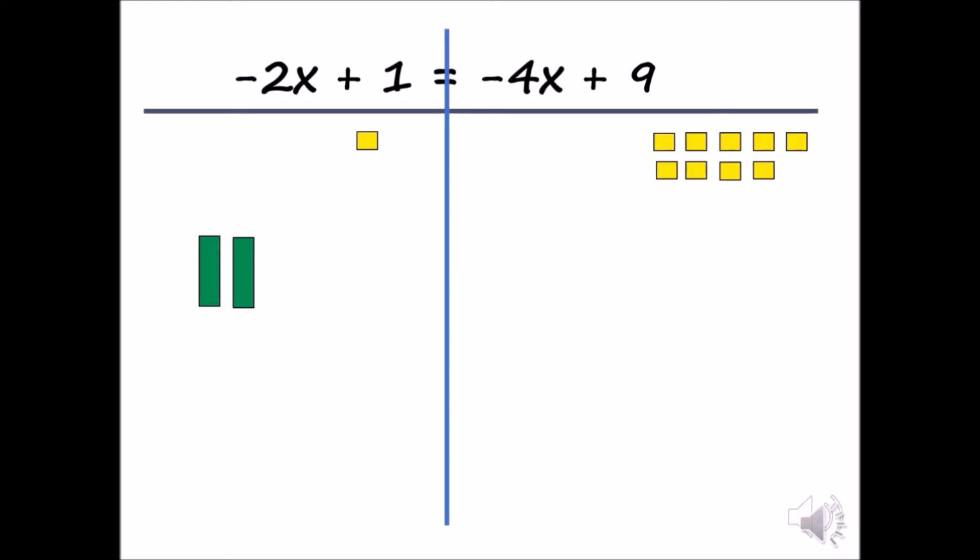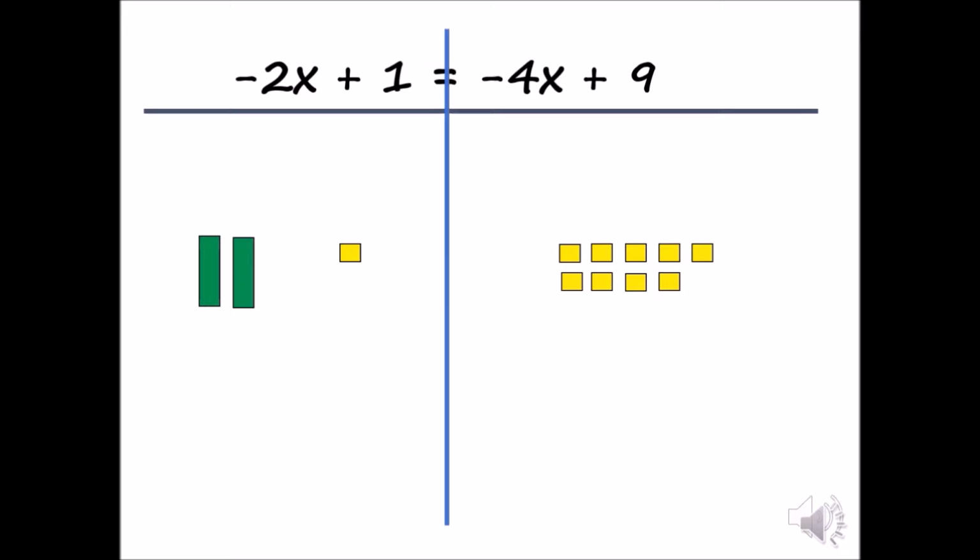Now we'll look at the values that we have remaining. On the left side, we still have our two positive x's, and we also have a positive 1, 2x plus 1. On the right side, we're left with all of our constants because our variables canceled out, so we have a positive 9. Our remaining equation is 2x plus 1 is equal to positive 9. So we've combined our variables and removed all of those zero pairs.